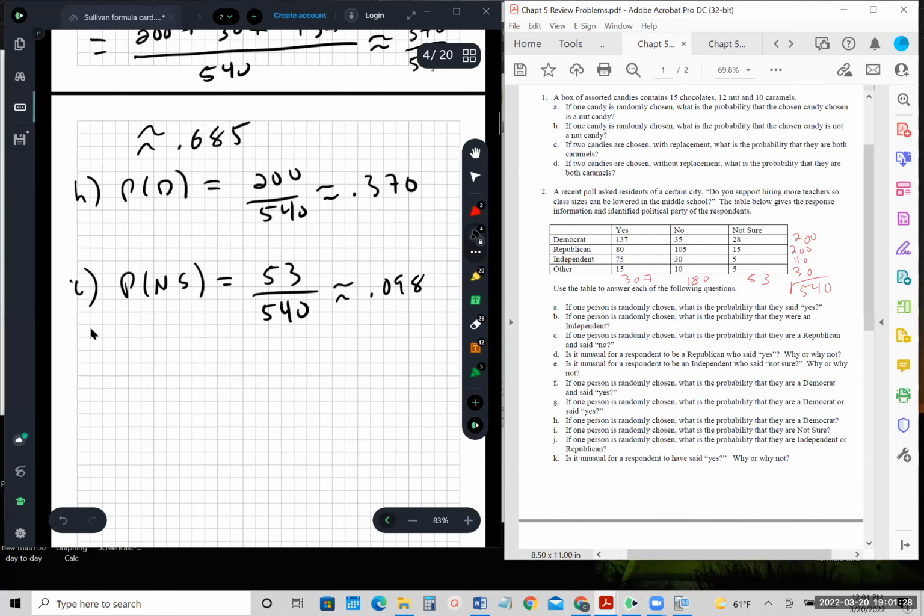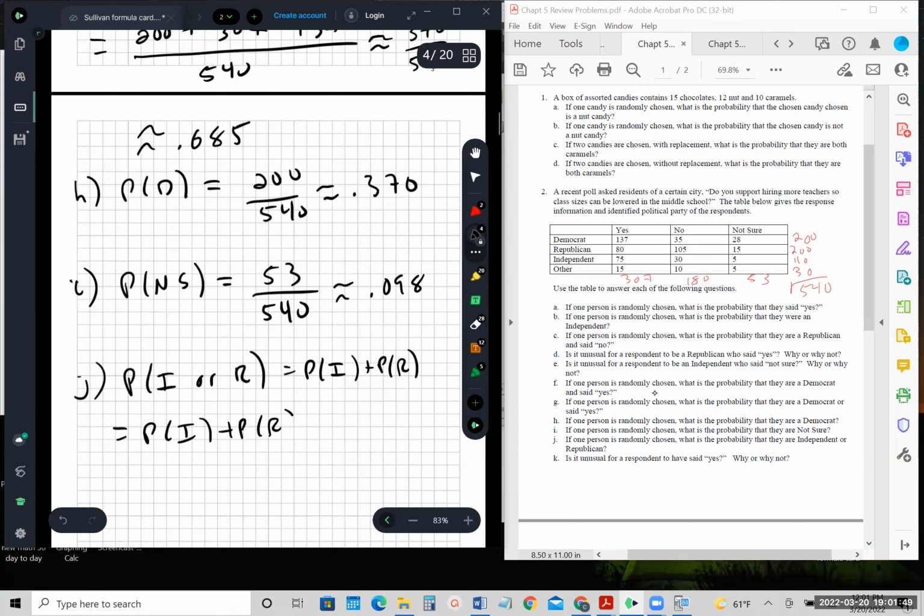And then J would be if a person is randomly chosen, what is the probability they are independent or Republican? So probability of independent or Republican, that would be the probability of independent plus the probability of Republican, and then minus the probability that you're both. But you can't be both. So this last part is 0 because they're disjoint.